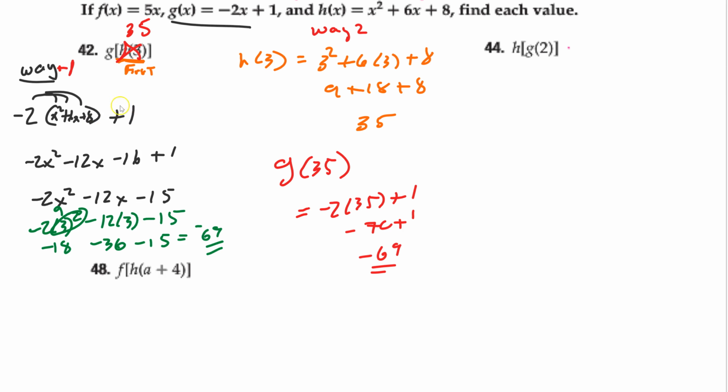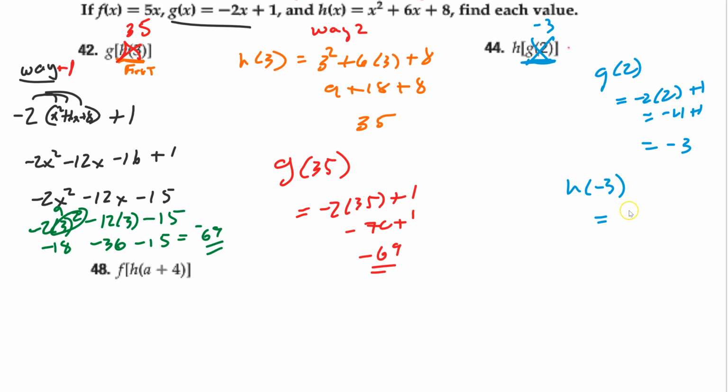Way 1 is the same thing: you simplify it and then you plug your number in. So let's do another one to practice. Let's do h of g of 2. Again, I'm going to do g of 2 first. So g of 2 is going to be negative 2 times 2 plus 1. So negative 4 plus 1. So negative 3. So that just means this is negative 3. Now you do h of negative 3.